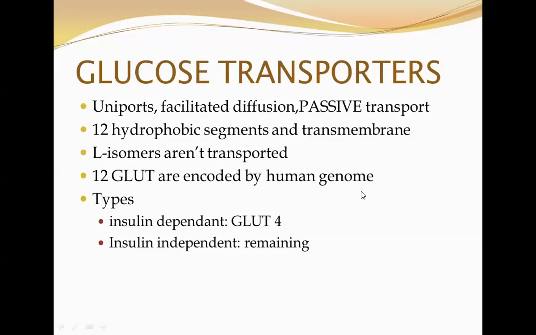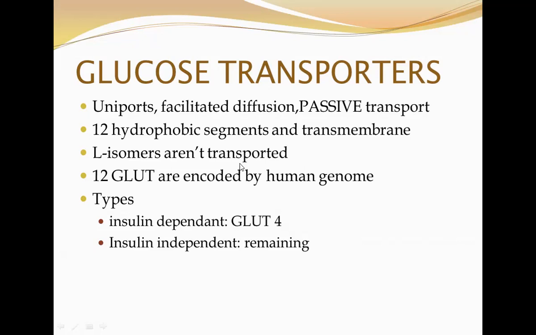Let us now talk about the glucose transporters. Glucose transporters are uniports. They have facilitated diffusion, passive transport. Basically, if you see the structure, then they are made up of 12 hydrophobic segments. Hydrophobic means water fearing, okay, so they are buried. The 12 hydrophobic segments are buried as folds in the transmembrane. Transmembrane means they span through the length of the membrane, right?